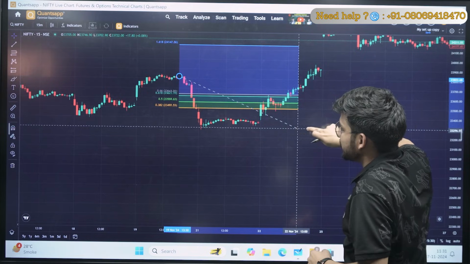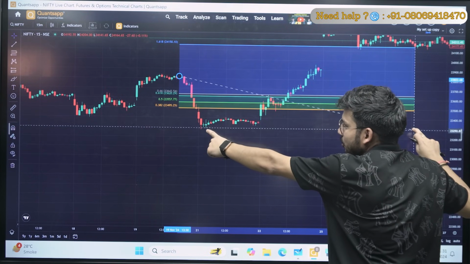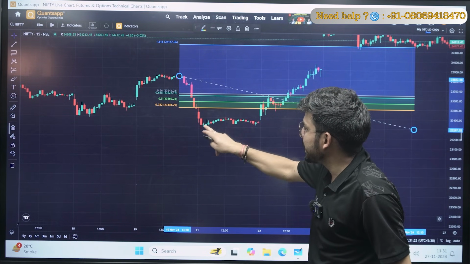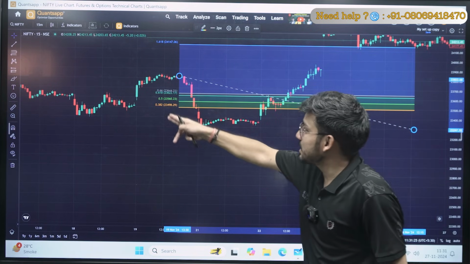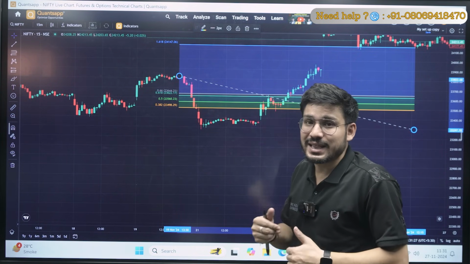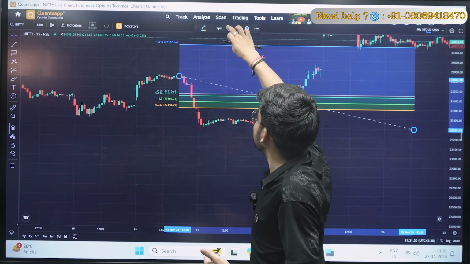So I will just keep my level till here. I'm keeping my level of Fibonacci retracement till here. Now these are the certain levels that I have drawn, and these are customized. So I will also tell you the settings as well.